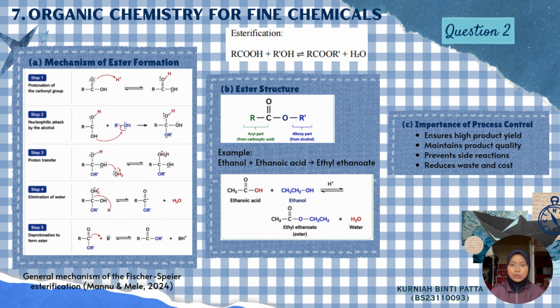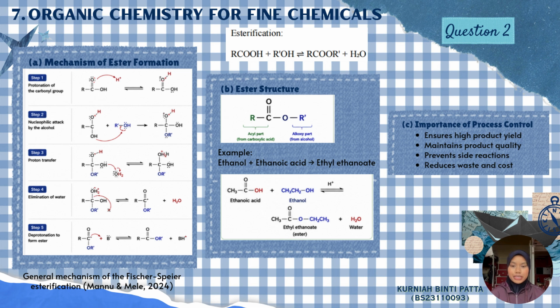Next, for question 2A, esterification is a chemical reaction between a carboxylic acid and an alcohol to produce an ester and water. This reaction is usually catalyzed by an acid such as sulfuric acid. It is a reversible reaction, so the conditions must be controlled properly to get a higher yield of ester.